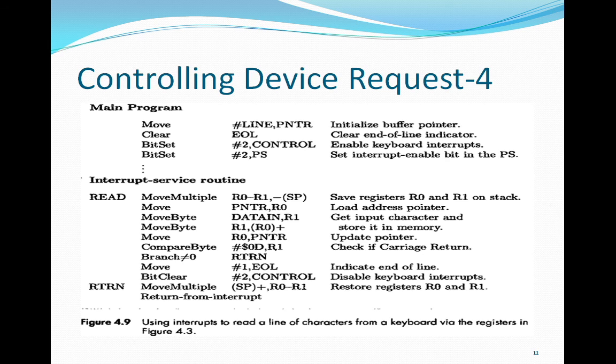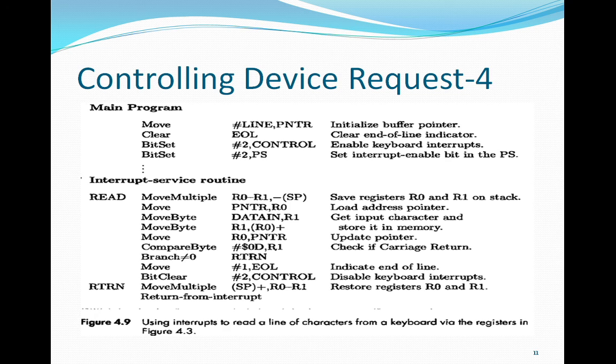So this routine has to perform these tasks. I hope you can observe the different tasks here. One is to read the input character from the keyboard input data register, which will cause the interface circuit to remove its interrupt request. Then store the character in the memory location pointed to by PNTR and increment PNTR. When the end of the line is reached, disable the keyboard interrupt and inform the program main, then return from the interrupt. These are some of the instructions needed to perform this task.